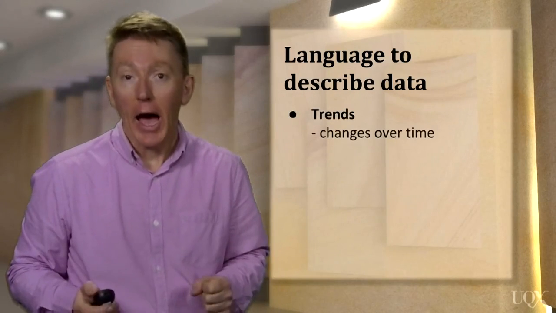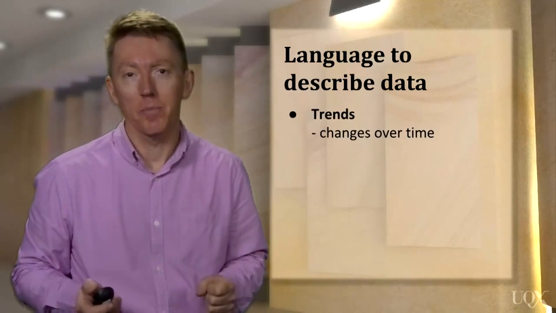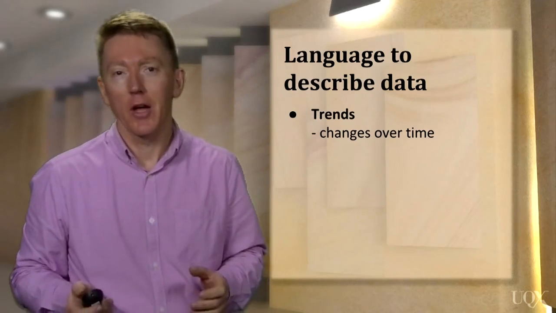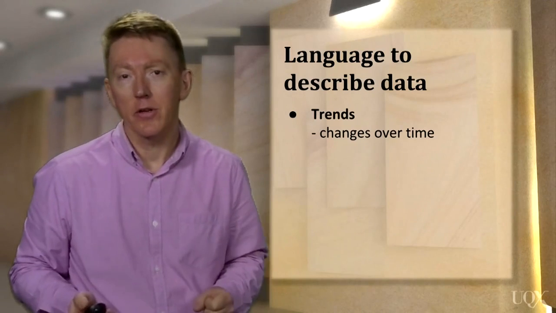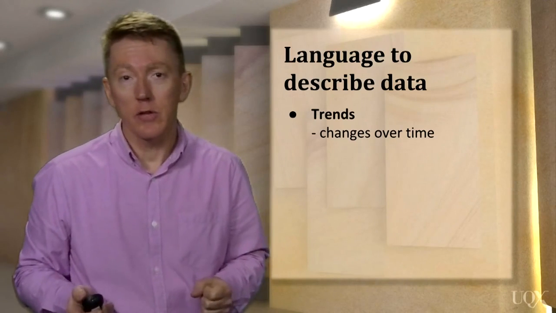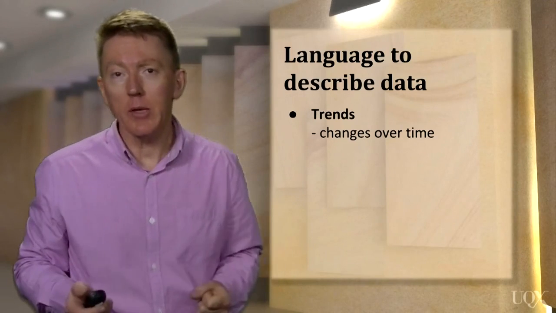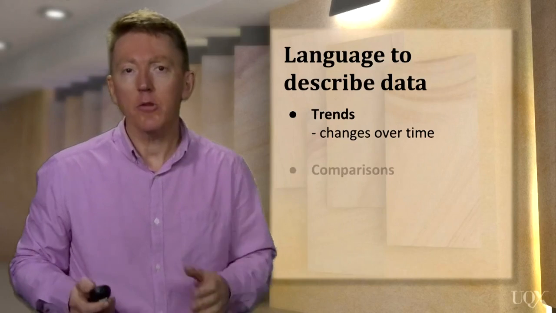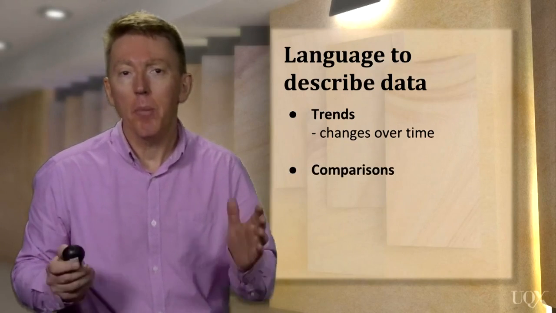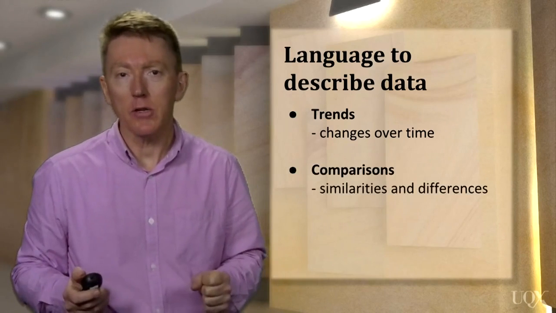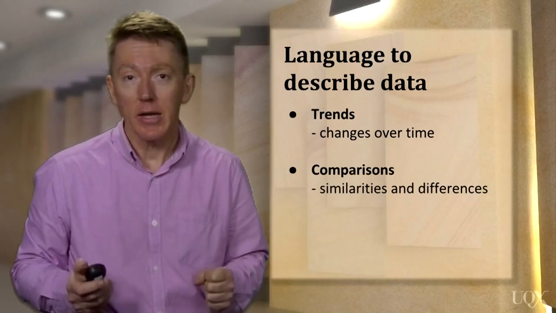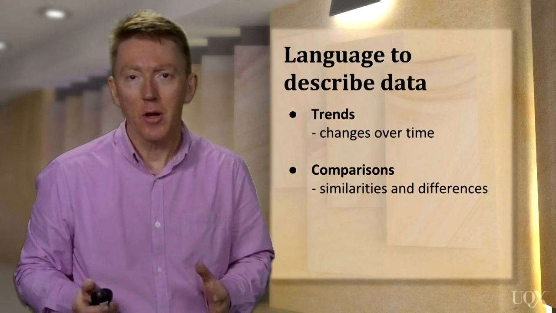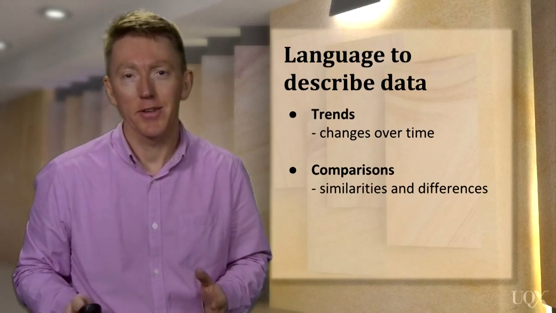So, we've looked at how you might describe trends. That is, how something changes over time. Usually, we'll see this in line graphs, like the one we were looking at. But we could also see trends in charts or even tables. Next, we'll focus on how to make comparisons by describing similarities and differences in something in fixed time. For this, we'll look at a pie chart.